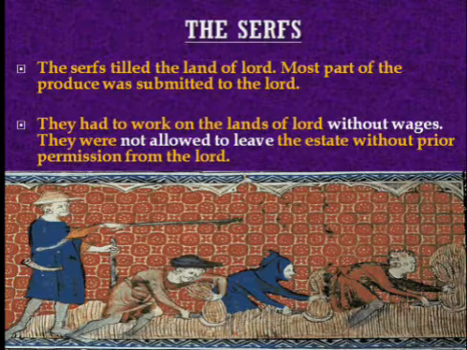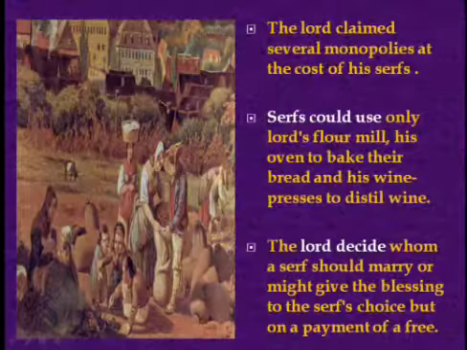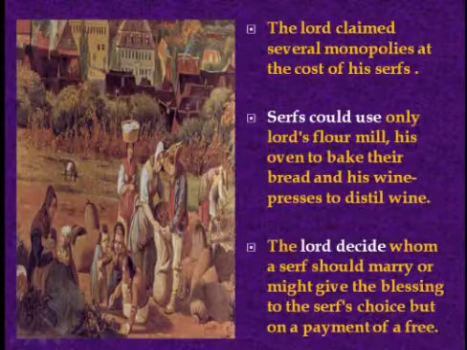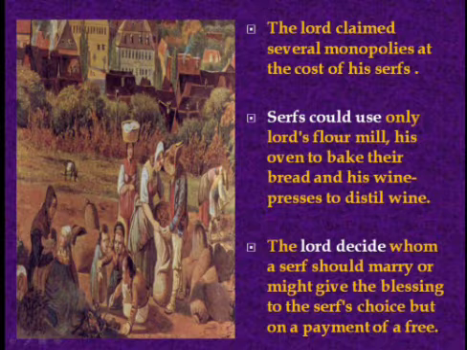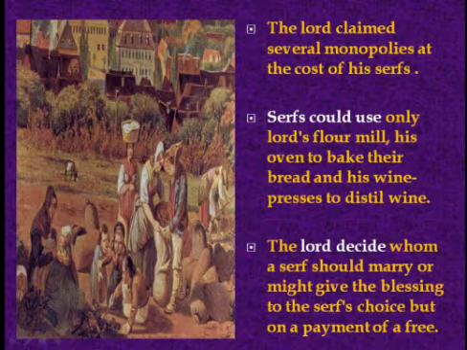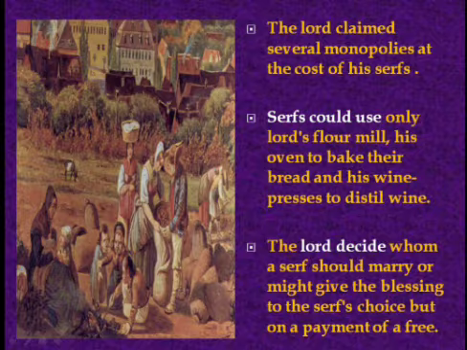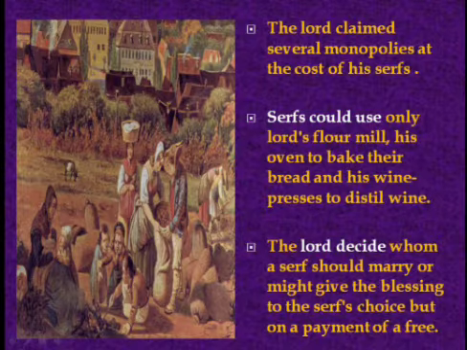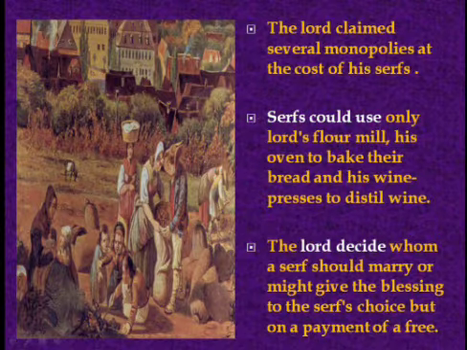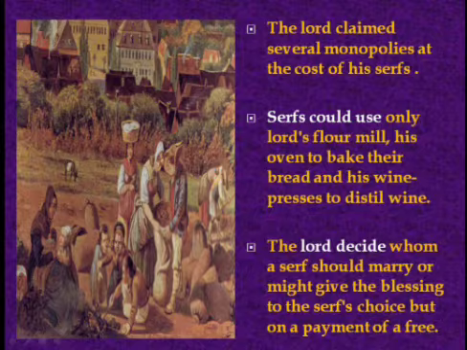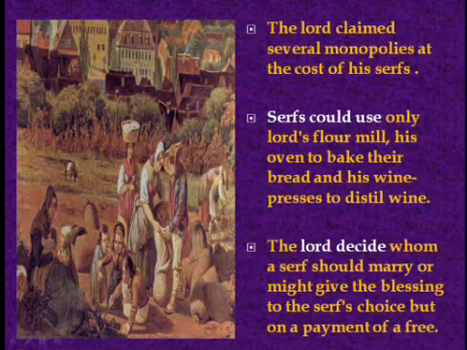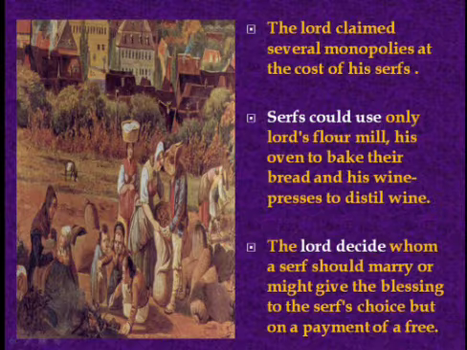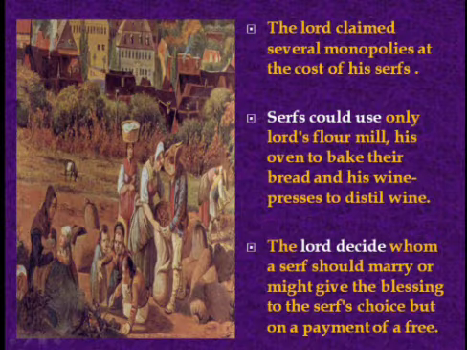The lord claimed several monopolies at the cost of his serfs. Serfs could use only the lord's flour mills, his oven to bake their bread, and his wine presses to distill wine. The lord decided whom a serf should marry, or might give his blessing to the serf's choice, but on payment of a fee. Thus, it was the third estate that worked from sunrise to sundown, growing food and making other products for their families or lords, or to sell to towns.